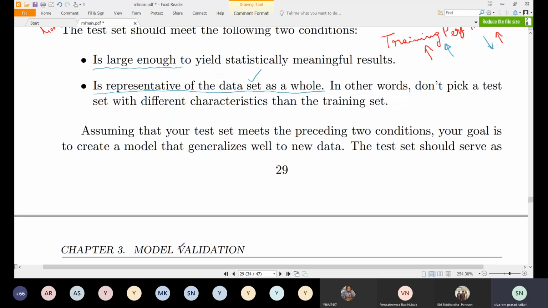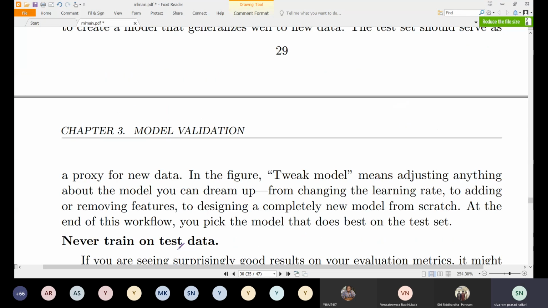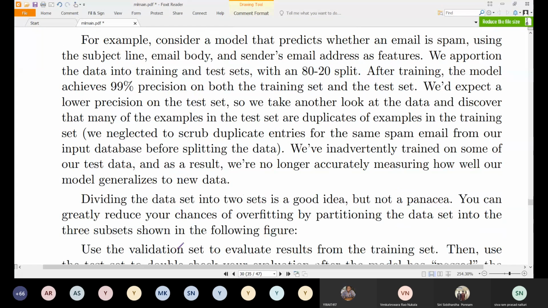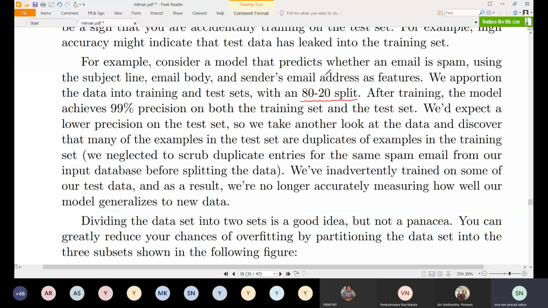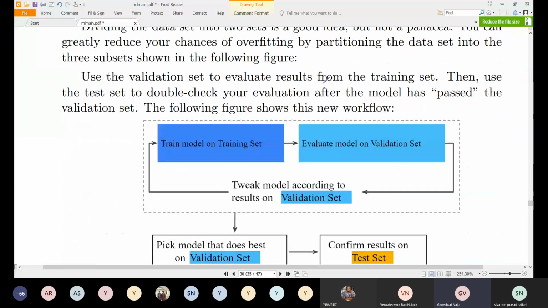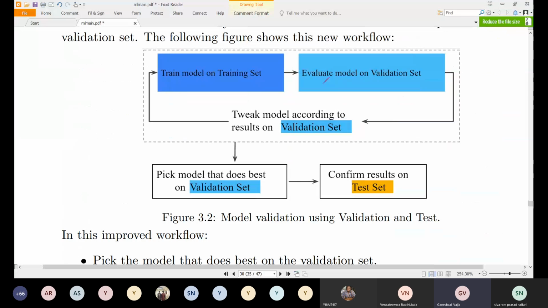And the test set should be large enough. I told you already. So this is the most usual data set split. What is that? 80% training set and 20% test set. Okay.